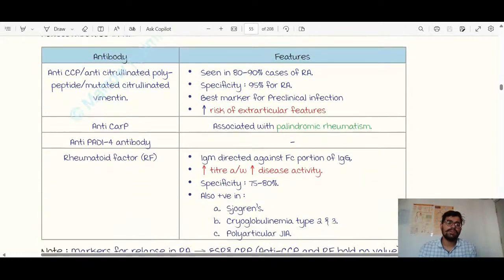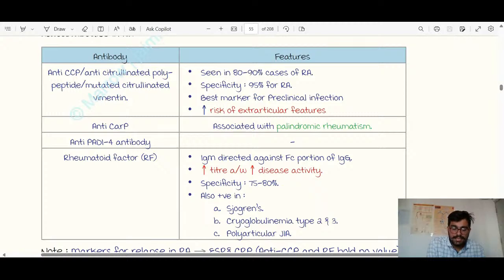What are the autoantibodies of RA? You know that RA is a very important autoimmune disease. Anti-CCP, anti-cyclic citrullinated peptide, against mutated citrullinated vimentin. This is an antibody. What are its features? Seen in 80 to 90% of RA cases, 95% specific for RA, the best marker for preclinical disease, and increased risk of extra-articular features. Anti-CarP is associated with palindromic rheumatism. There is also anti-PADI4 antibody.